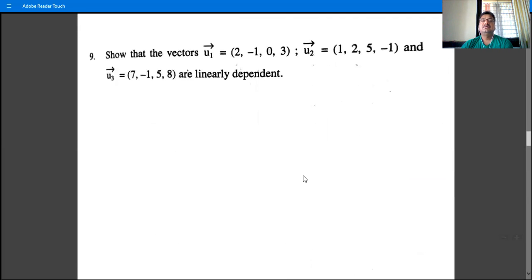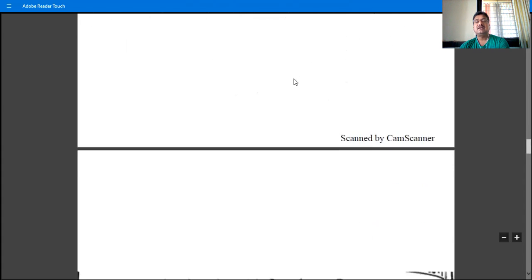These are some problems for homework exercise, to show that these three vectors are linearly dependent. We start with the statement: let k1, k2, k3 be scalars such that k1 u1 plus k2 u2 plus k3 u3 is equal to 0 bar, where 0 bar means the zero vector. Then apply the definitions of scalar multiplication and vector addition, and compare the LHS and RHS. We get a system; solve the system and find values of k1, k2, k3 that are not all 0, and therefore these three vectors are linearly dependent.